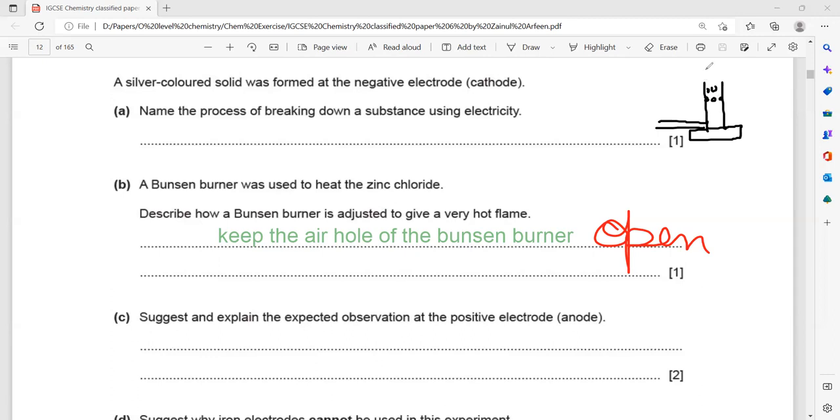These air holes make sure that we have plenty of oxygen so that when we are burning the gas, it will be a complete combustion. So that's how we adjust the flame of a burner. Even the stoves which we use for cooking at home use the same concept, changing the amount of gas which enters or the amount of oxygen which interacts with the gas. So if we want to supply a lot of heat energy, we should keep these air holes open.